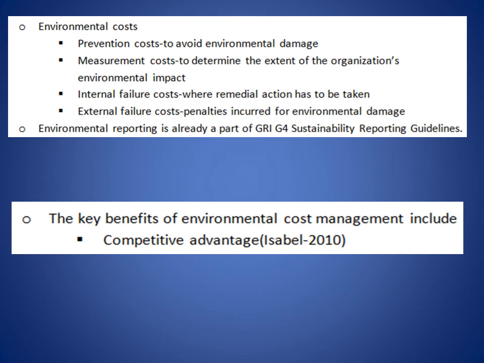Considering the environmental cost further, there are five main categories of environmental costs. First of all, prevention cost, that is the cost involved to avoid environmental damage. Secondly, measurement cost, the cost to determine the extent of the organization's environmental impact. Next, the internal failure cost, which is a cost where remedial action has to be taken. And external failure cost, that is the penalties incurred for environmental damage.